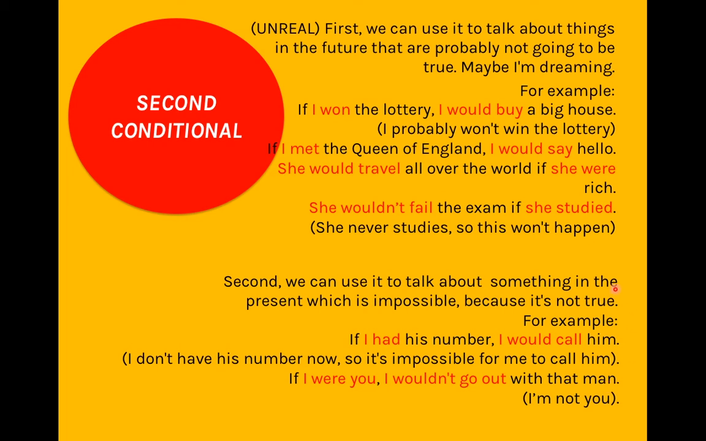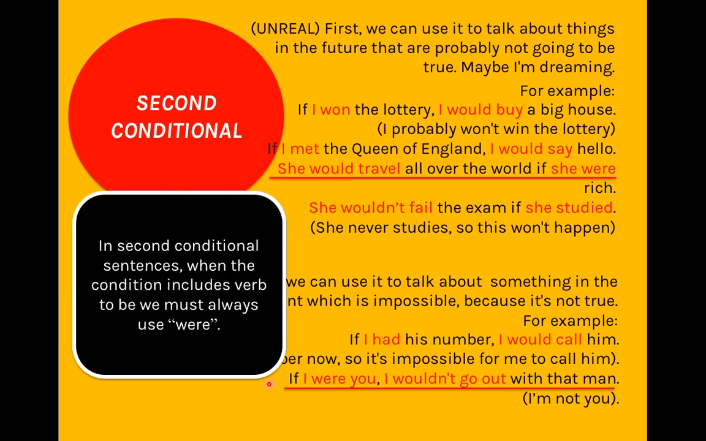Well, these two sentences have something in common. The first one is that in the condition we have, if she were rich. In the condition we have verb to be, and here, if I were you. In the condition we also have verb to be, but what happens with those sentences? In second conditional sentences, when the condition includes verb to be, we must always use were. That's why here we say if she were rich, and in this sentence we say if I were you.